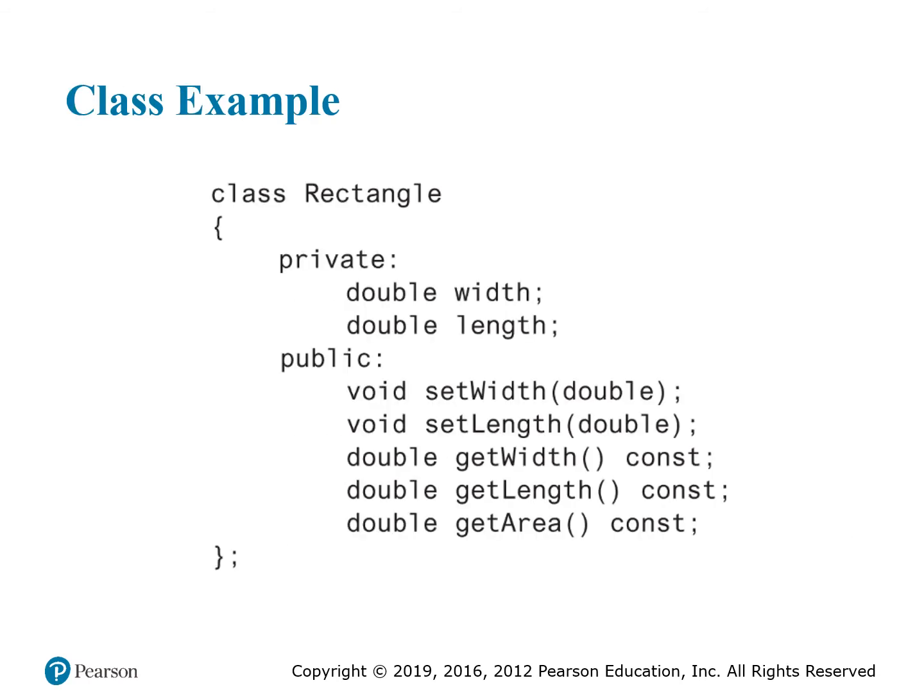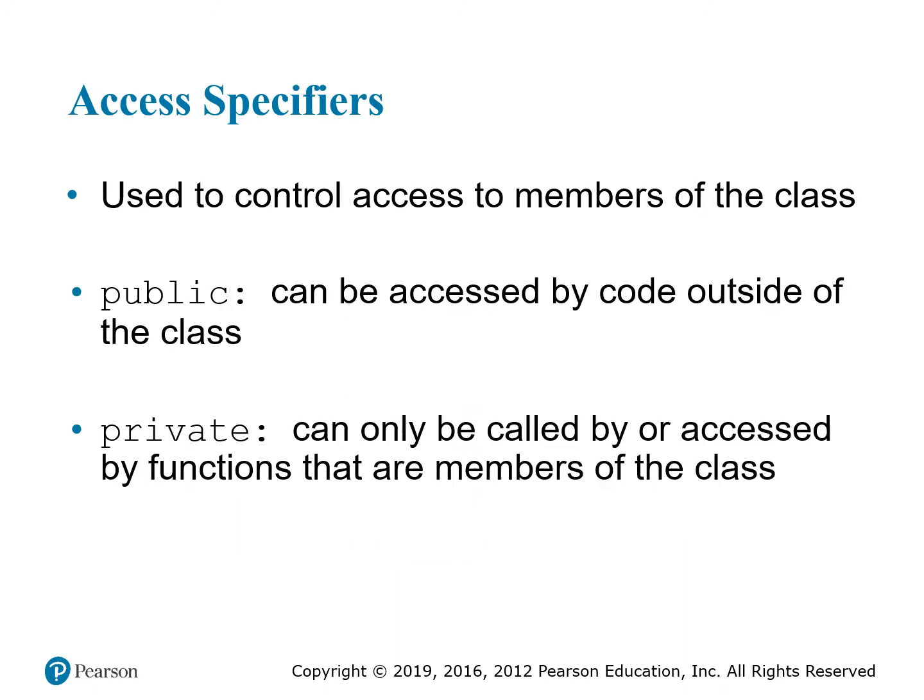Okay, where we start to see some differences: this private and public keyword, we didn't see that in structs. And then we have member functions here that do things. Okay, set width, set length, get length, get area. All that is new, and we'll try to cover it as we go through.